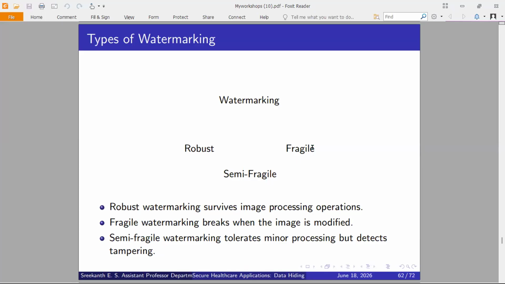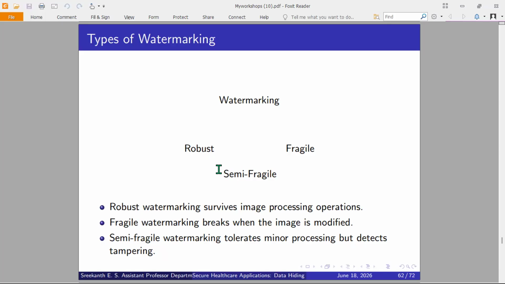A fragile watermark will break if there is any change in the image, right? That means you may lose the fragile watermark. Semi-fragile is there. Semi-fragile can manage some kind of attack, not all attacks like robust watermarks. But a semi-fragile watermark has another property: it can identify the location of tampering, where it is modified.